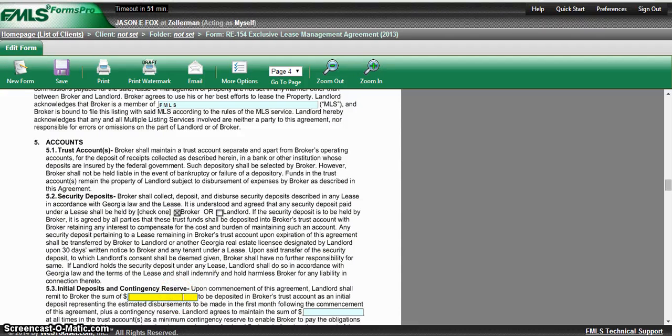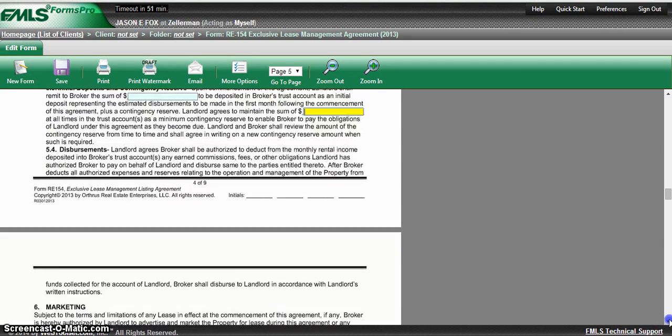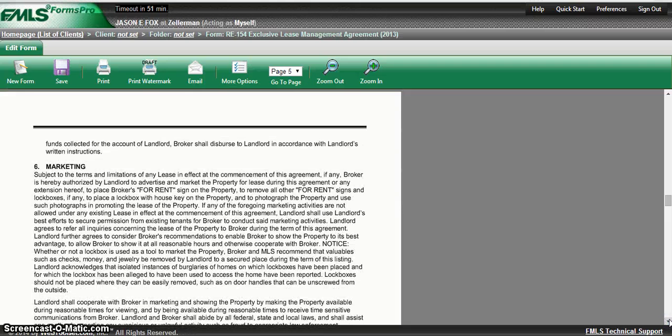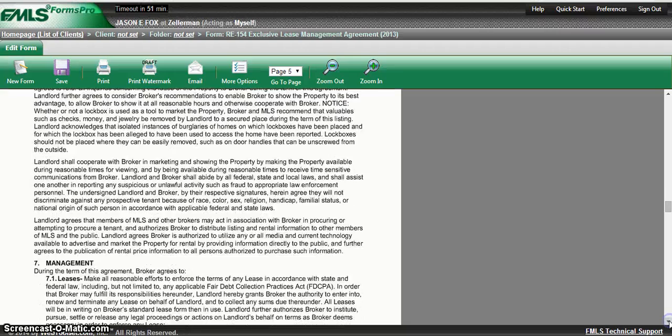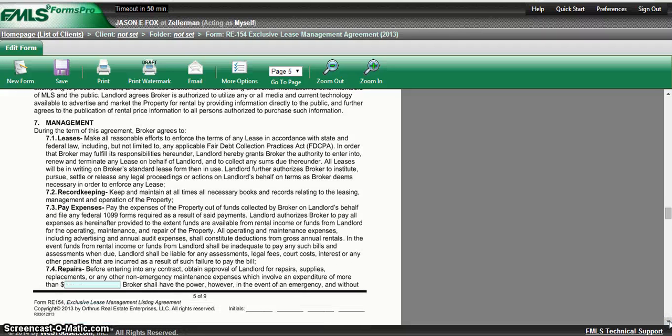Initial deposits and contingency reserve. This is kind of a case-by-case item, that since we're paying the bills on behalf of the owner and sending them a net check each month, they would have to put up some amount of money up front. So I'm not even going to fill these out, but that's where these two sums would come in, so just read that. This goes into disbursements, when things are going to be dispersed. Section 6 is like our Section 5s before. It goes into marketing, gives us the right to market the property. Management goes into leases, how we pay expenses, what records, how we maintain our records.